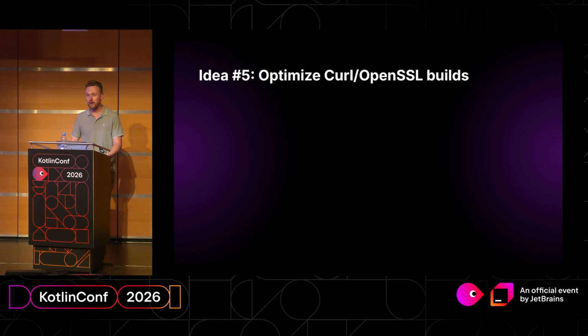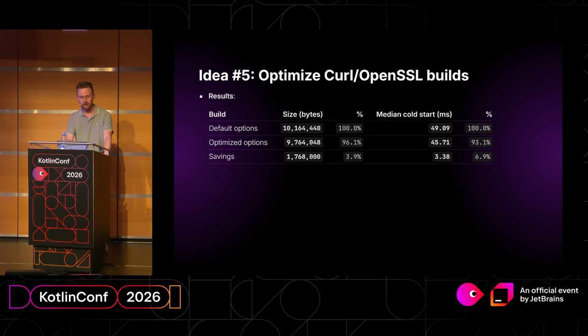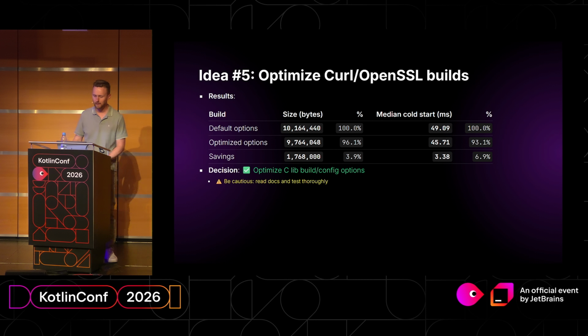Okay, so I ran one last benchmarking script, compared the results, and this time the savings were a little bit more modest. I started at 49 milliseconds, I got down to just under 46 milliseconds, a savings of about 7%. I did save a little under 2 megabytes of code, though, which seemed like a good savings. So that's a win for binary size, but a modest win for latency. So this seemed like a win overall.